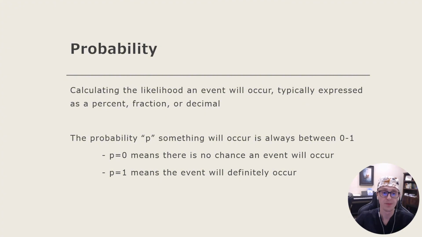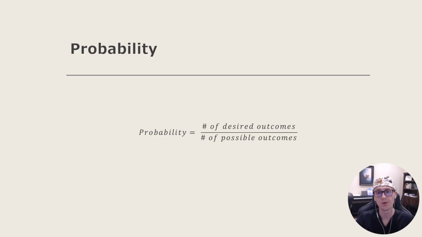So when talking about the probability P that something will occur, that is always represented with a number 0 to 1, where P equals 0 means that there's no chance the event will occur, and P equals 1 means 100% chance it will definitely occur. So when we flip a coin, we know there's a 50% chance to get heads and a 50% chance to get tails. But how do we know this? We know that with this equation.